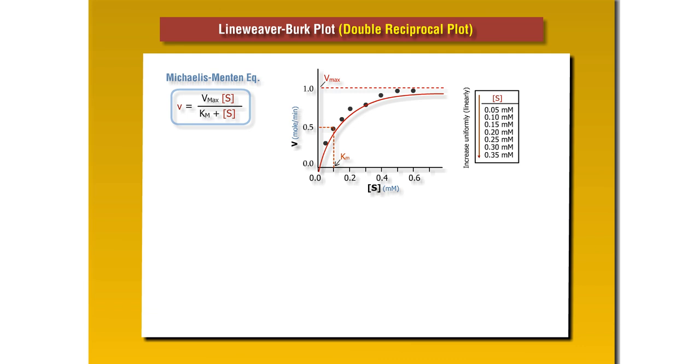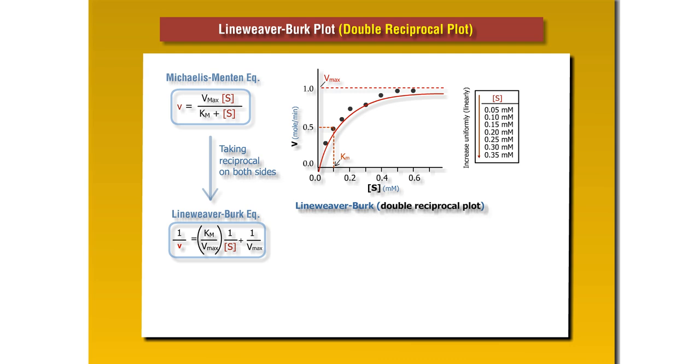The Lineweaver-Burk plot. To improve the graphical determination of Km and Vmax, Lineweaver and Burk rearranged the Michaelis-Menten equation as follows. By taking the reciprocal of both sides of the Michaelis-Menten equation, Lineweaver and Burk transformed it into the linear form y equals mx plus a. By comparing the obtained equation to y equals mx plus a, 1 over v corresponds to y and 1 over s corresponds to x.